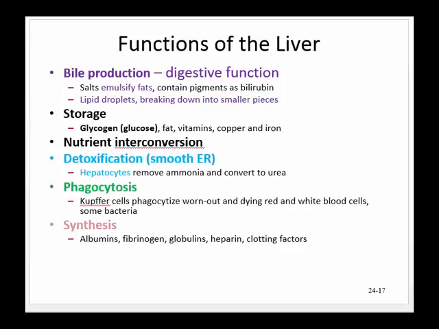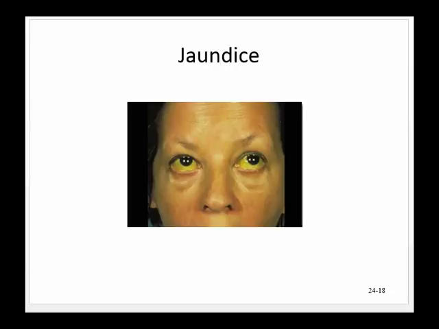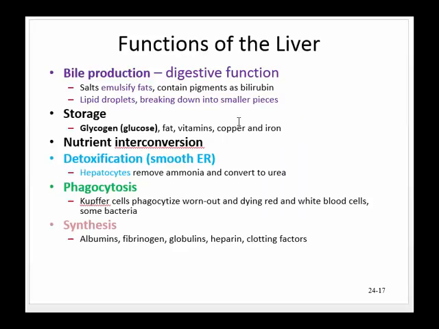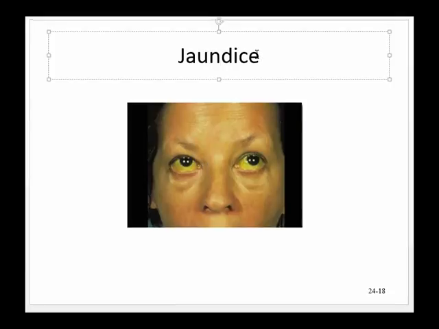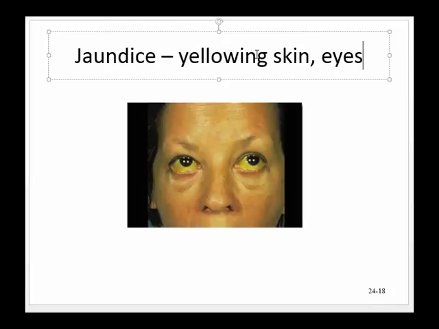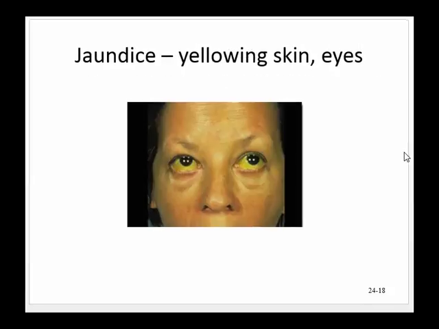Just a quick picture here. When there is liver dysfunction, this can cause one of the pigments called bilirubin to become out of whack, if you will, and this can cause jaundice. So the yellowing of the skin or the eyes is referred to as jaundice, and this could be an indication of some issues with the liver.